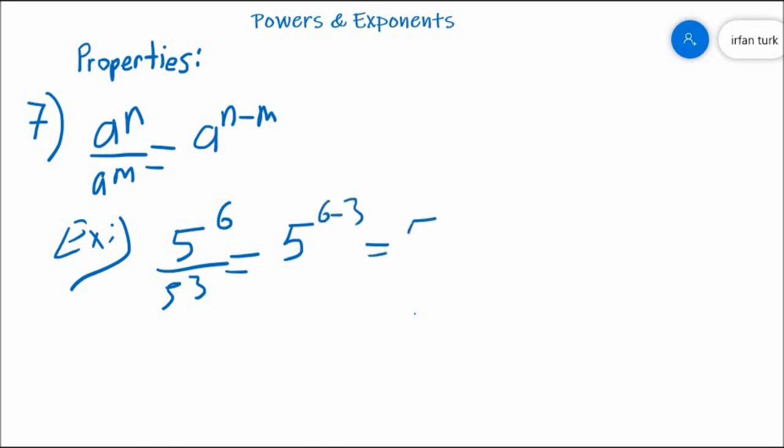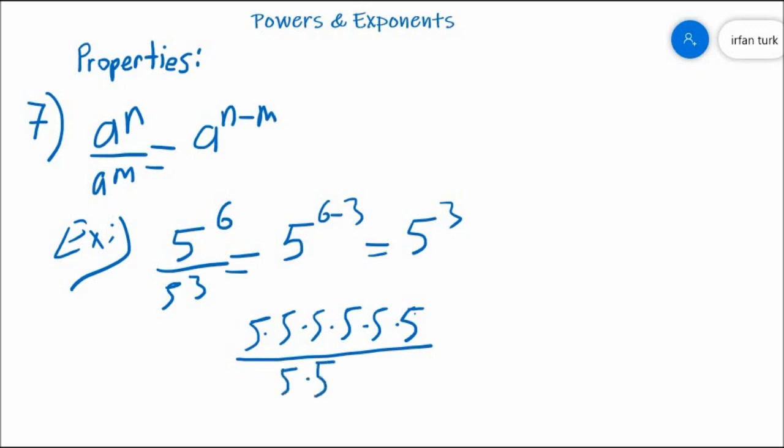This is going to be equal to 5 to the power of 3. You can prove that you can get the same result by just simplifying the terms. For example, 5 to the power of 6 is what? 5 times 5 times 5, 2, 3, 4, 5, 6. 6 5s there, and there are 3 5s.